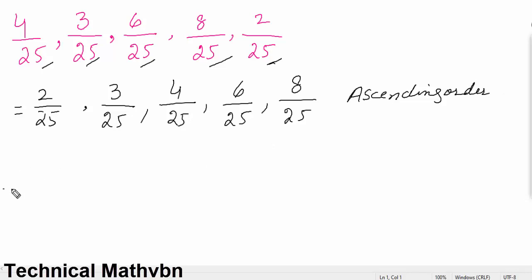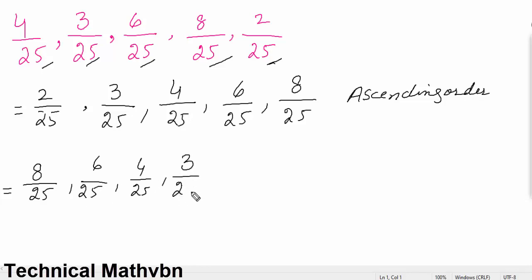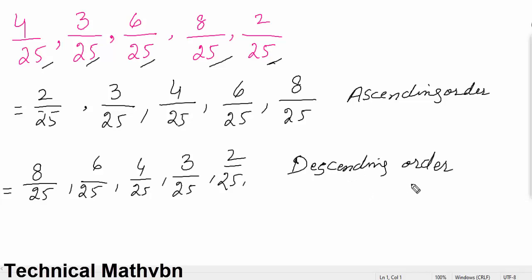Now if you want to write in descending order, then you have to reverse the values: 8 over 25, 6 over 25, 4 over 25, 3 over 25 and 2 over 25. This is called descending order. Got this concept? So we will perform another question.